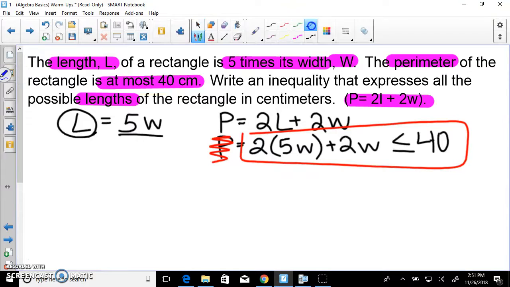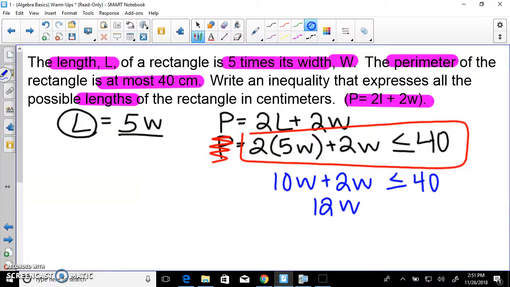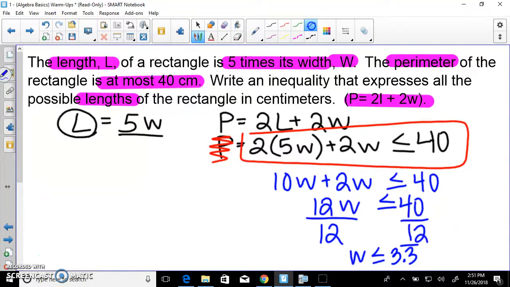All right, now we can actually simplify. I've got 2 times 5W, which is 10W, plus 2W is less than or equal to 40. 10 plus 2 gives us 12W, which is less than or equal to 40. Divide both sides by 12. W is less than or equal to, we're going to get a decimal, that's okay, 3.3 repeating. So this is telling us that the width is less than or equal to 3.3 repeating centimeters.